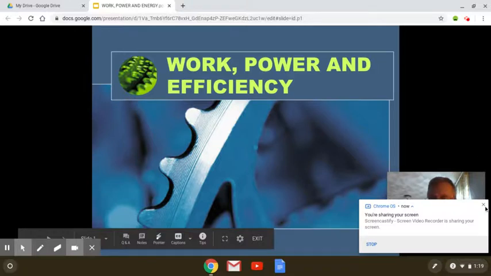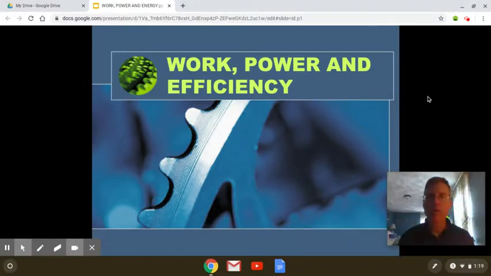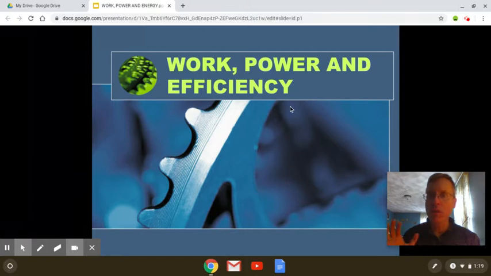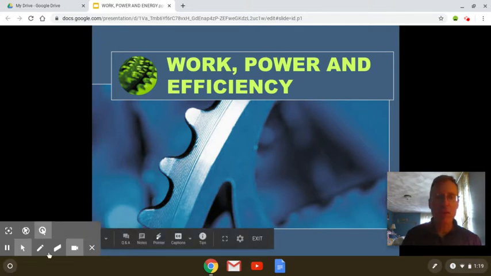Okay, guys. All right. So I just wanted to go through some of these Google slides on work. Now, I know it says work, power, and efficiency. I'm just going to go through the work part right now, not the power and efficiency part. We'll do that later. Okay. So anyway, here we go.